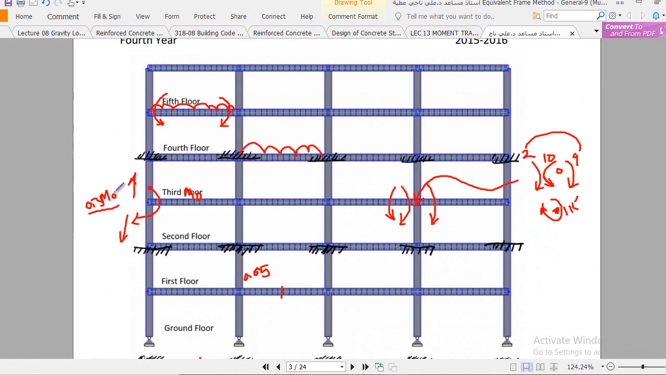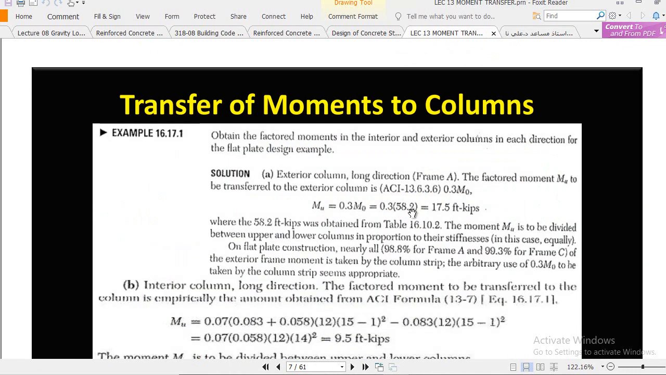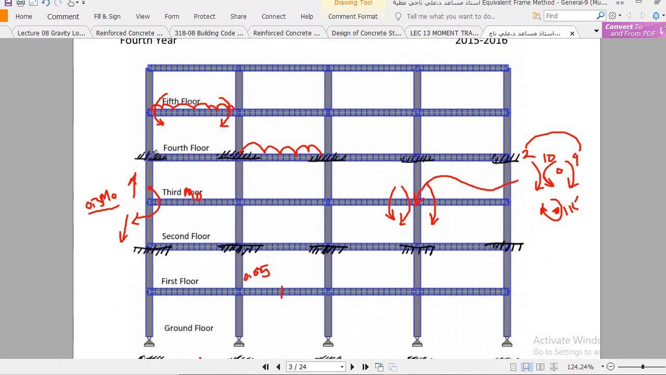So M naught is 58, so 30% of M naught will be 17.5 feet-kips. This is the unbalanced moment which is transferred to the exterior column. Now this 17.5 should be distributed to the top column and to the bottom column in view of the distribution factor of this column and that column.